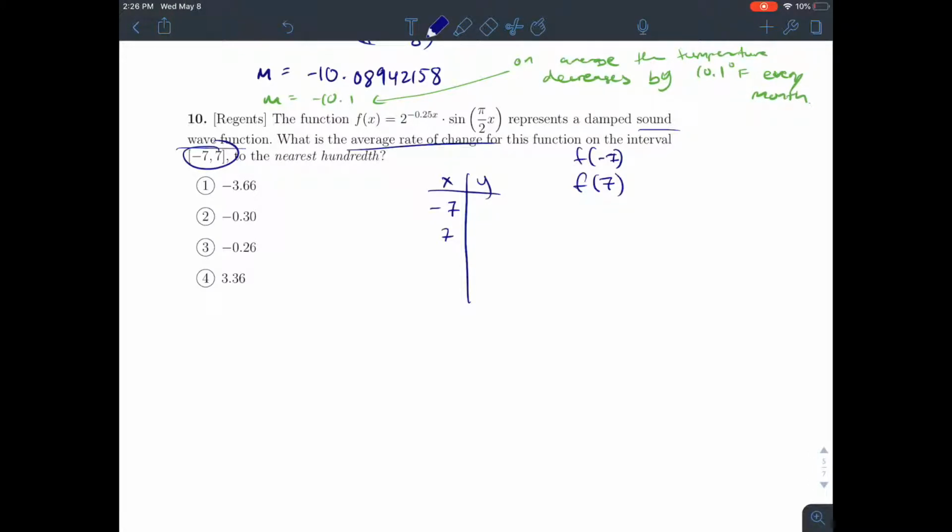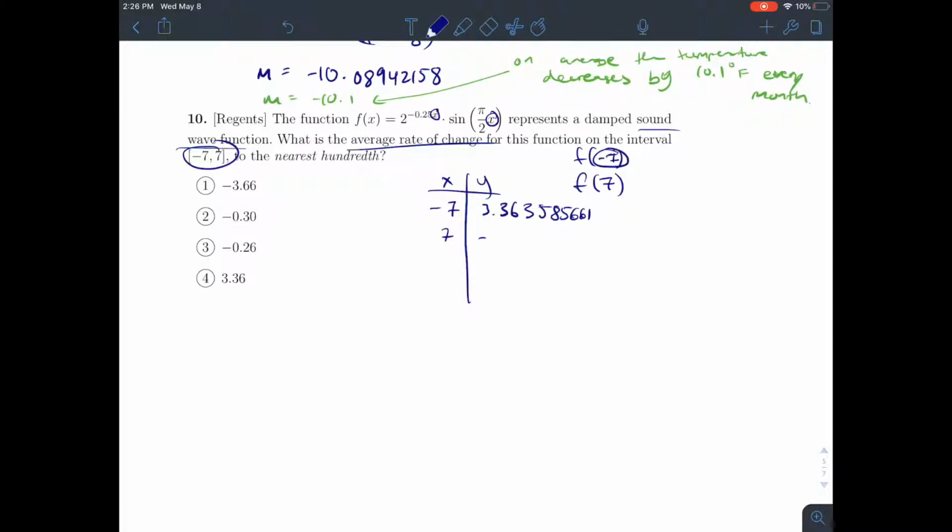So doing so on our calculator gives us 2 to the negative 0.25 times negative 7 times sine of pi divided by 2 times negative 7. So when you plug in negative 7 here, you want to make sure you're plugging it in for both x's. You want to make sure you're in radian mode, and you want to make sure you're using parentheses so that things are where you expect them to be. So that gives us 3.3635856661. For f of 7, I'm going to do a similar calculation, but with 7 instead of negative 7.